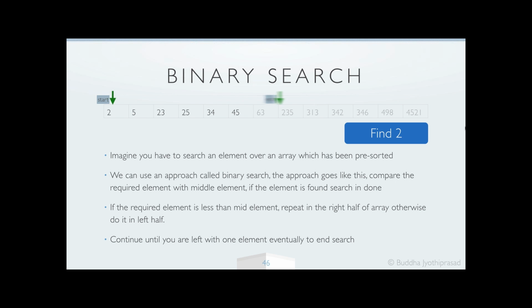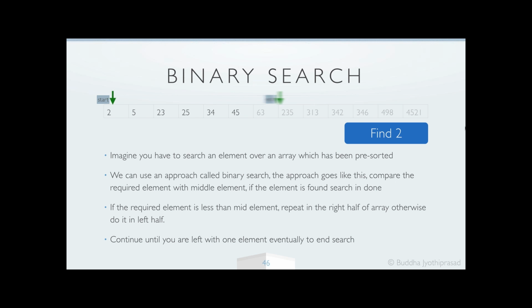Say 2 will be compared with 63. It is not equal, so we did not find the match. Because the array is in sorted order, every number on the right side of 63 will be greater than 63. So now we check whether the number we are trying to find is greater than or less than 63. If it is less than 63, we don't have to search the elements on the right side of 63, because 2 will never be on the right side of 63 since it is sorted.